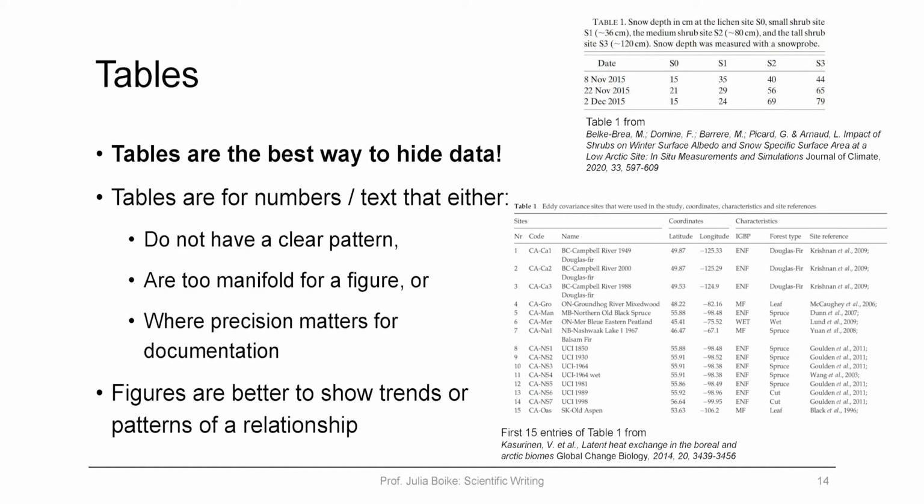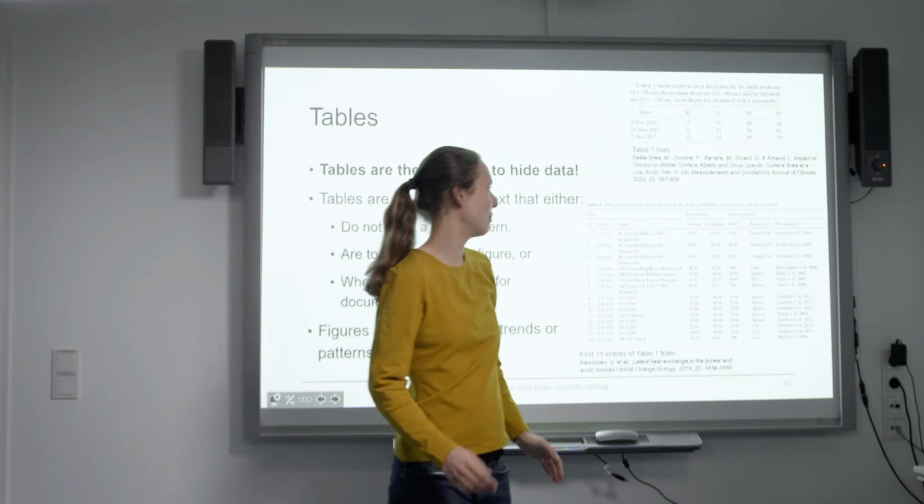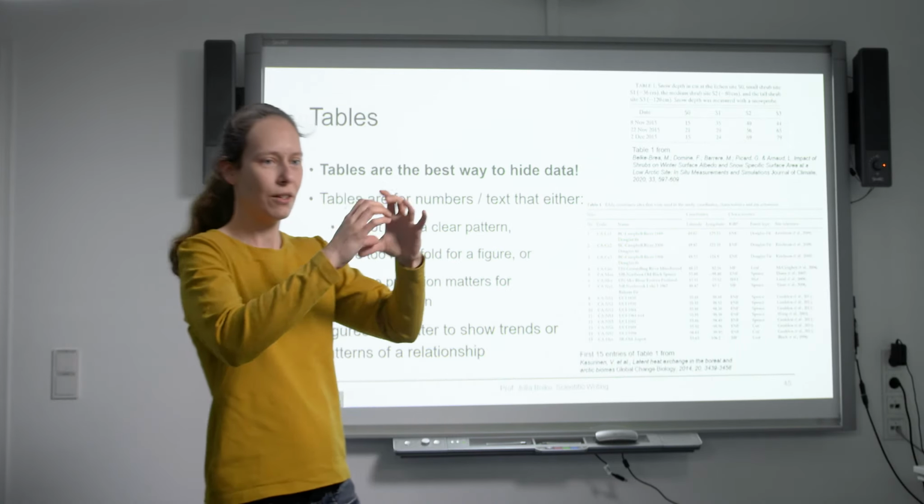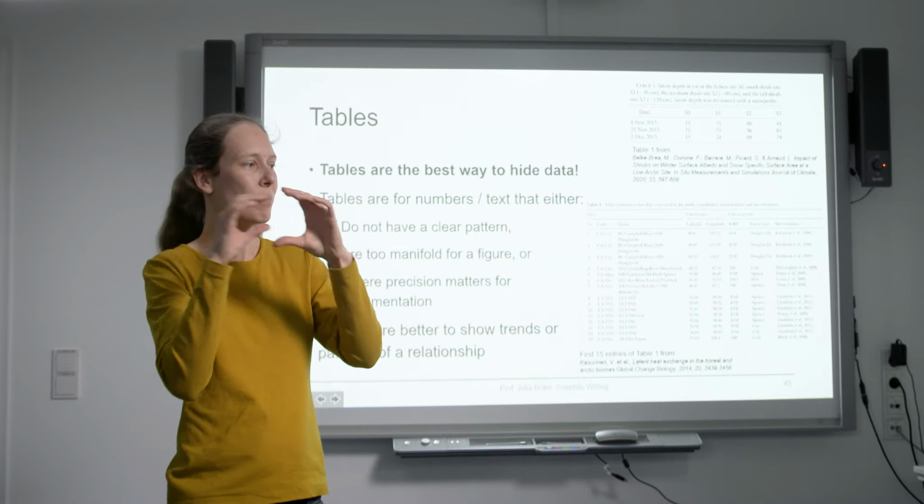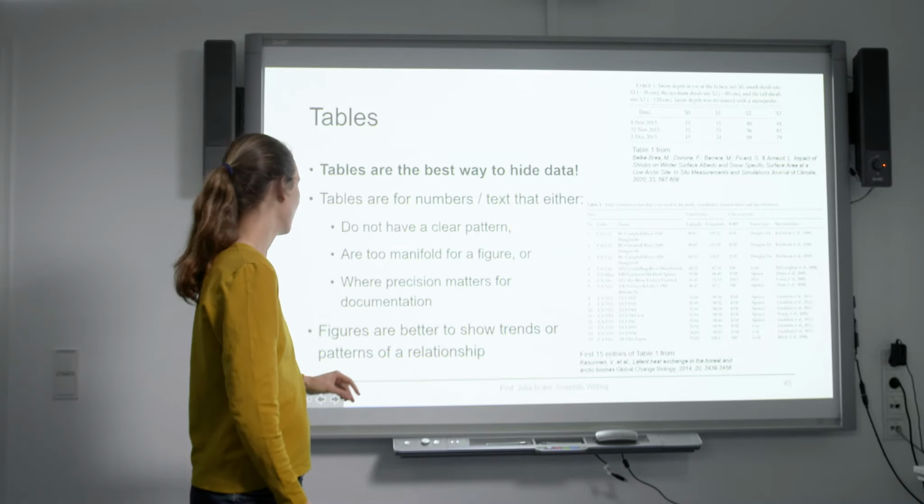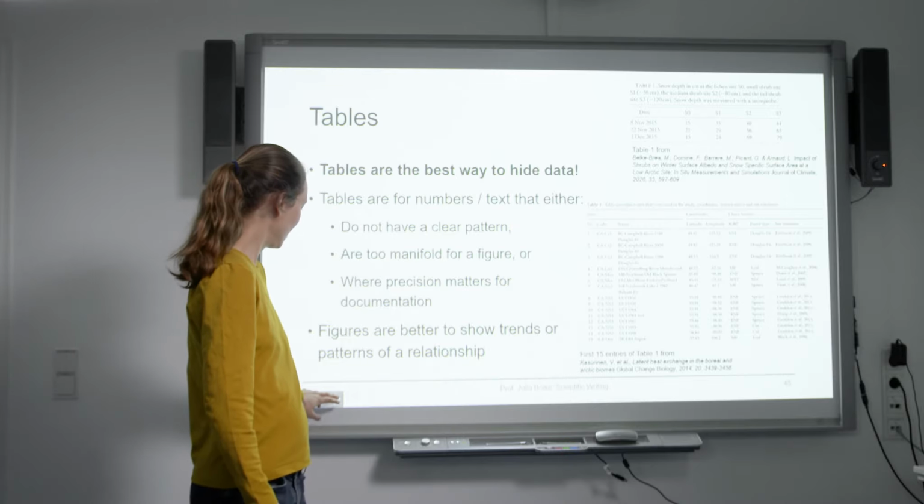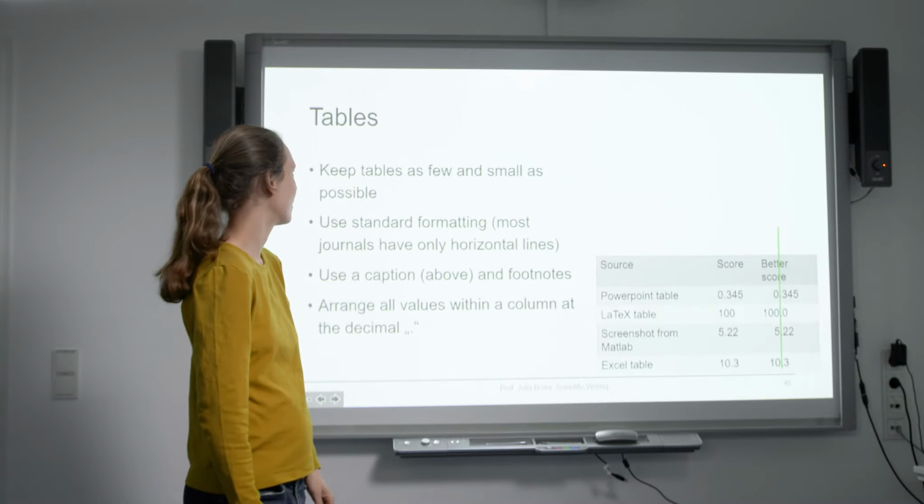But as you see here, this is from 2 very different journals, but the table design is very similar. You have the caption on top, just a few horizontal lines. Here they have a break in the lines, but no vertical lines, no little boxes around the numbers, just a very clean design, and that's what you find in most journals.